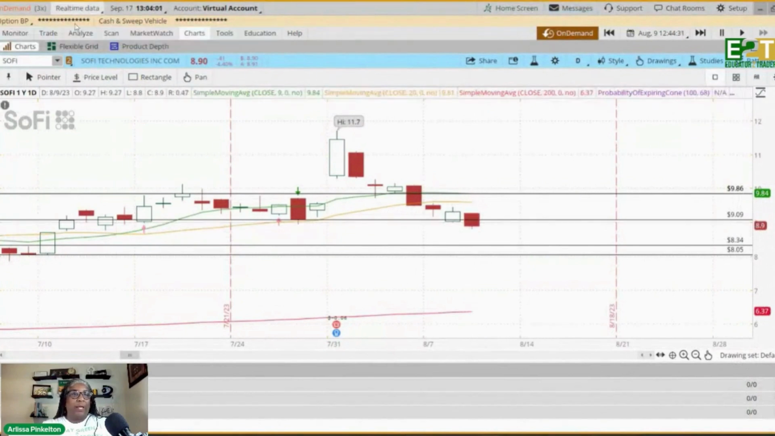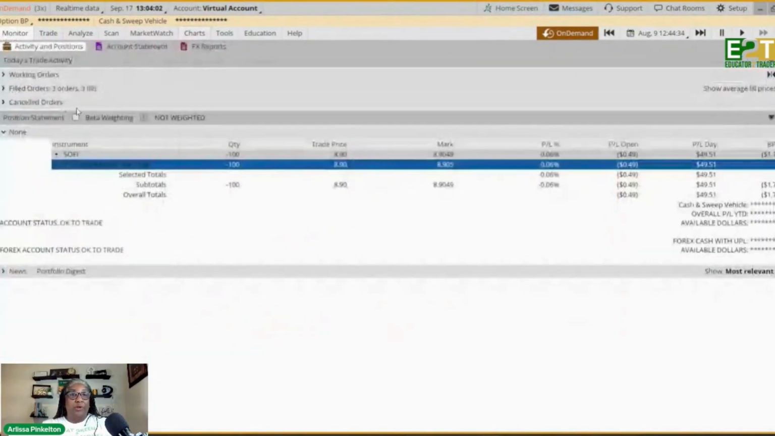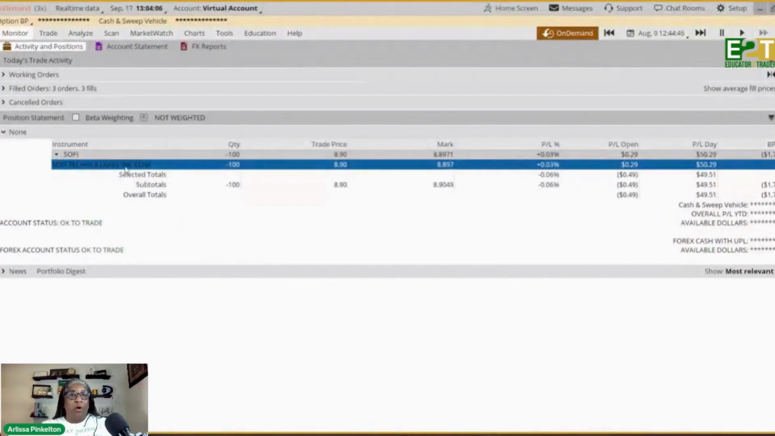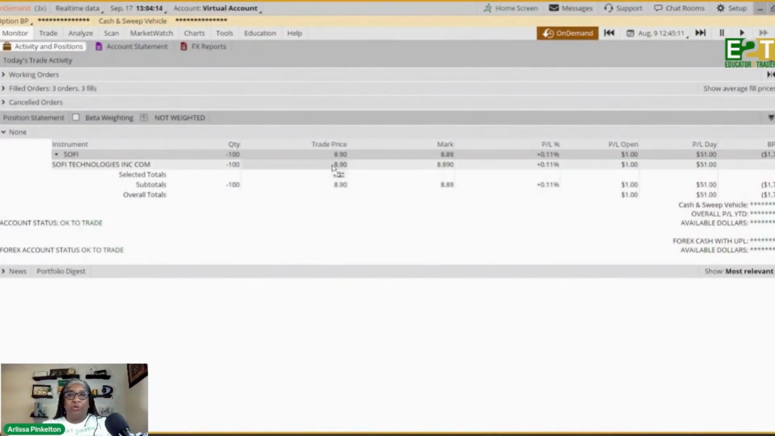We can go look on the monitor tab. And if we look here, what is going on with this trade? We entered at $8.90 is our trade price. It's currently kind of hovering. The mark is what it's currently worth. And our P&L open lets us know how much profit or loss we're experiencing.